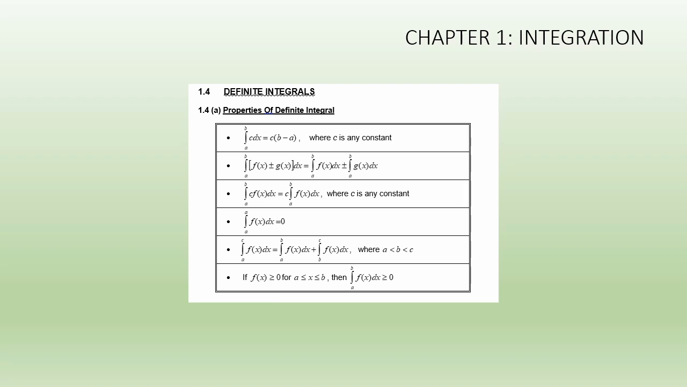And for the sixth property, if we have a function which is positive, or greater than 0, for the interval a less than x less than b, then the integration from a to b for the function f(x) is also positive, or greater than 0.